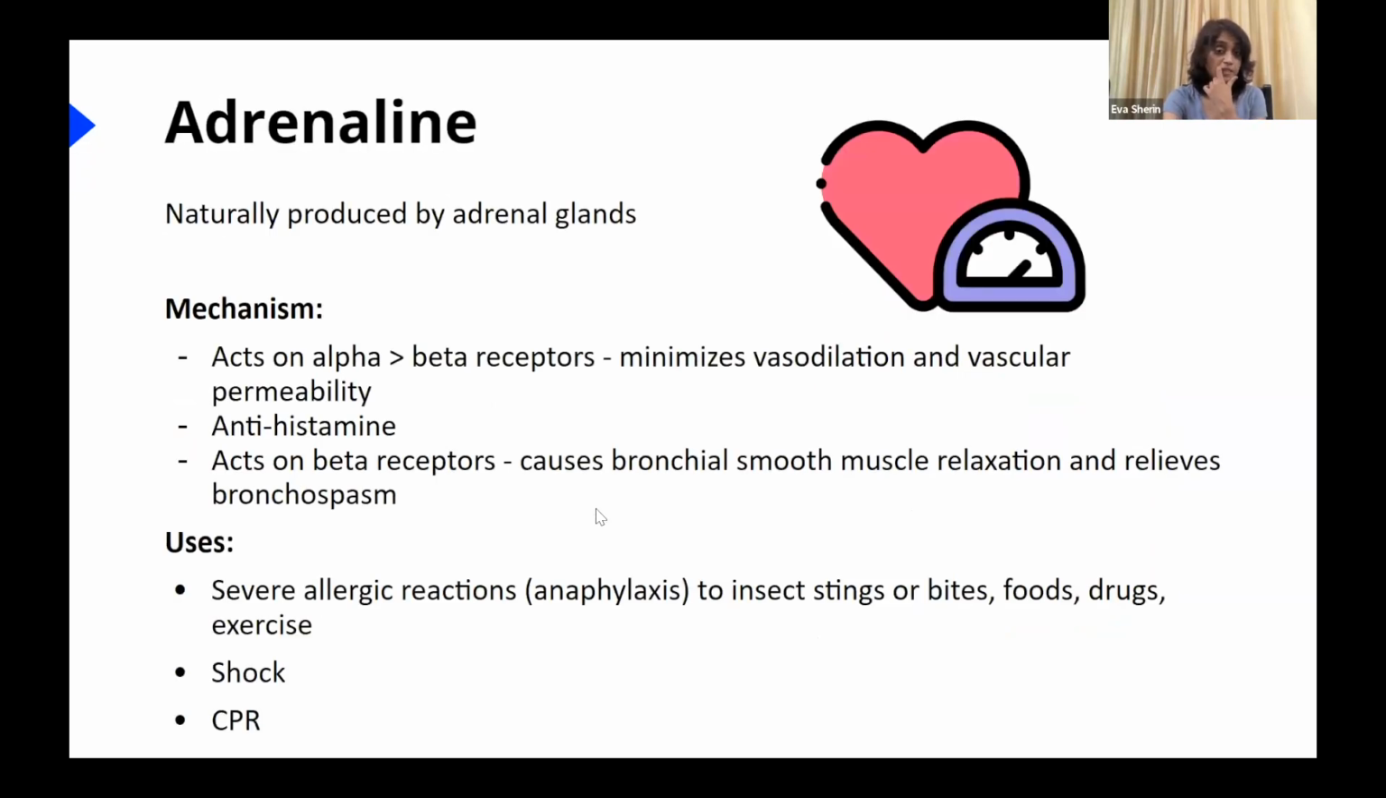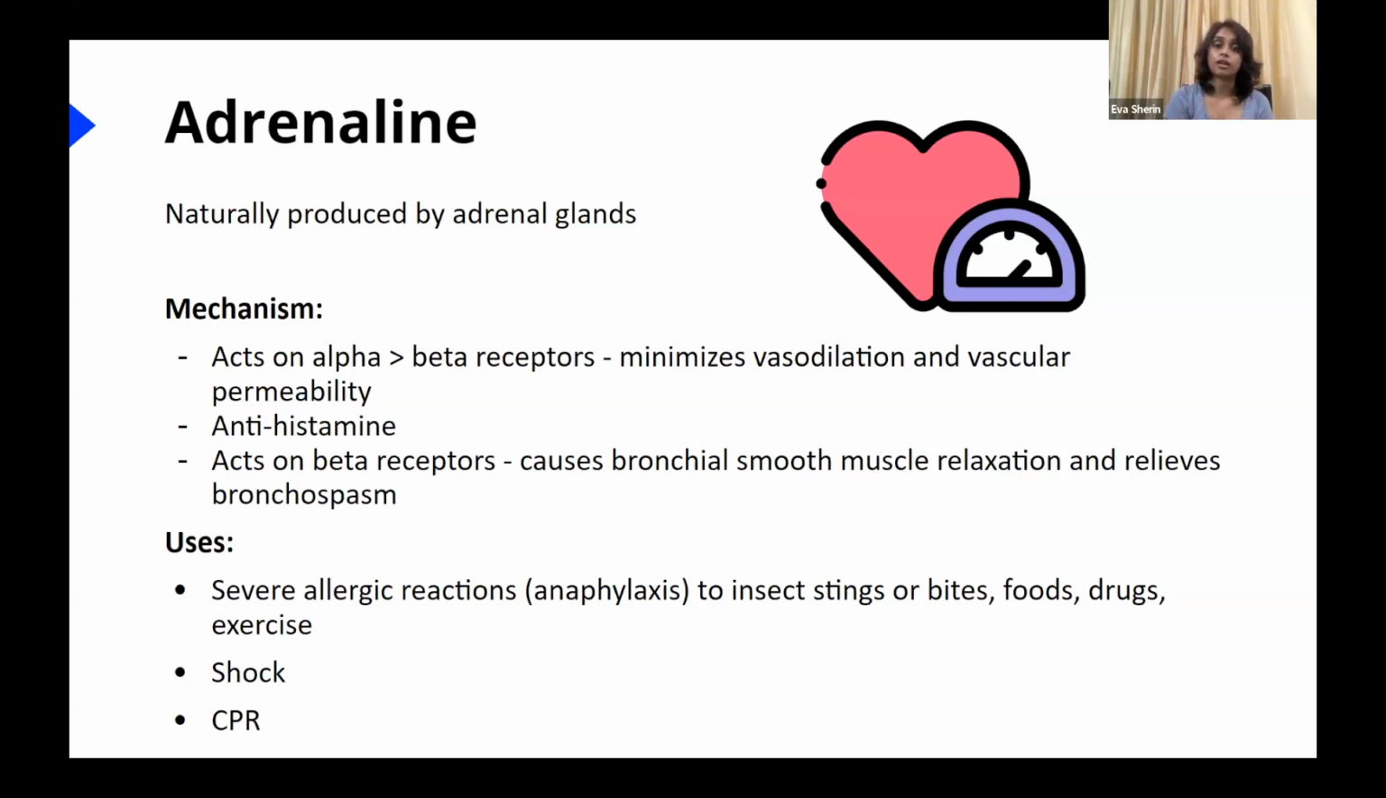So going into a bit of detail regarding them, adrenaline is naturally produced by the adrenal glands. Most of it is now synthetically produced as well, so that they can administer it for you during your anaphylaxis or your cardiac arrest. Mechanism of action, to make it short, you know that it acts on two receptors, your alpha receptor and your beta receptor. But adrenaline is more concentrated on your alpha receptor.